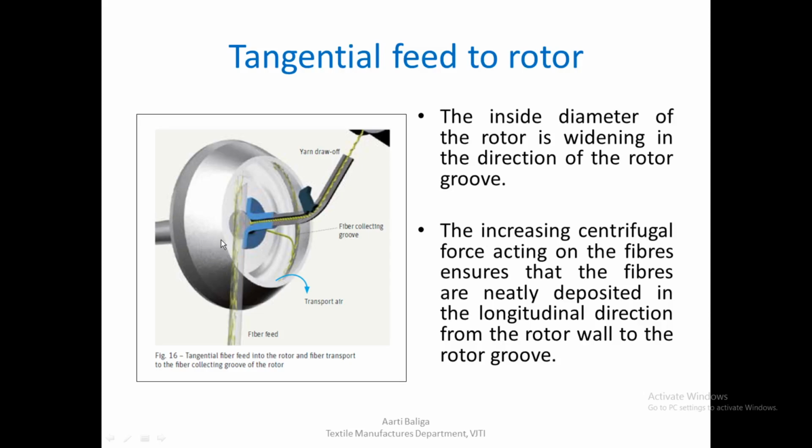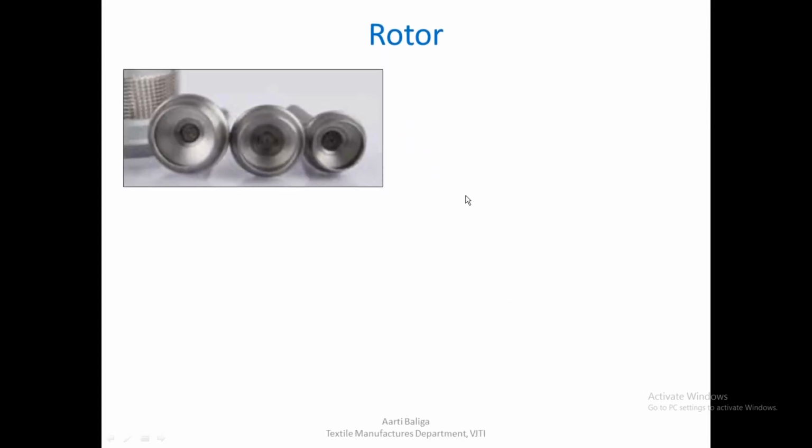That means centrifugal force also depends on the diameter of this area of the rotor. So as you go downwards, the centrifugal force tends to increase, and this force acts on the fibers and ensures that the fibers are neatly deposited in the longitudinal direction from the rotor wall to the rotor groove. So ultimately the fibers fall on the rotor wall and slip into the rotor groove below due to the centrifugal force.